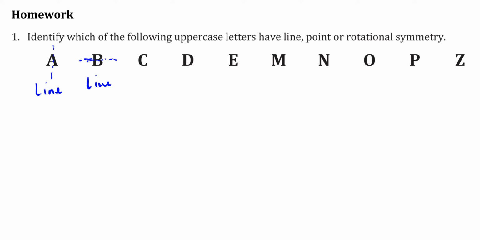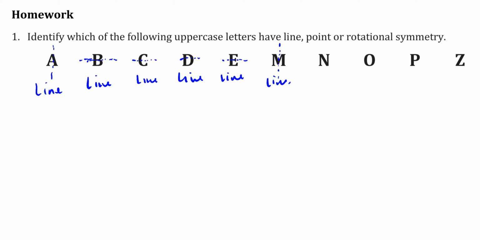Doesn't have point because B would be not the same upside down, and rotational doesn't work either. C also has a horizontal line, so does D. So both of these also have line, so does E. So does M. Now those first 6 letters all have line symmetry, but none of them are the same upside down, and none of them can be rotated any number of degrees to be the same letter again.